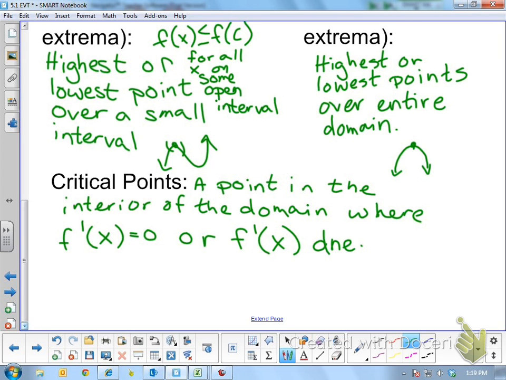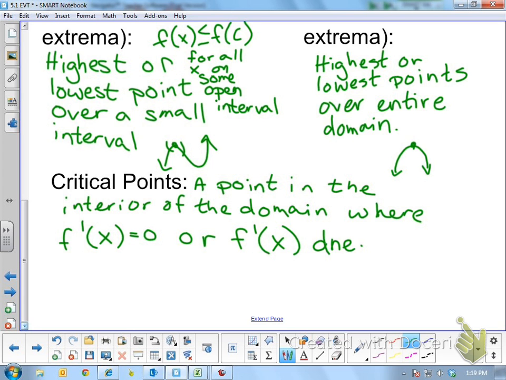So basically, in the non-mathy version, what we're saying is we're finding the possible candidates for maxes or mins, the possible extreme values, and we find those possible extreme values by setting the derivative equal to 0 or finding where the derivative does not exist.